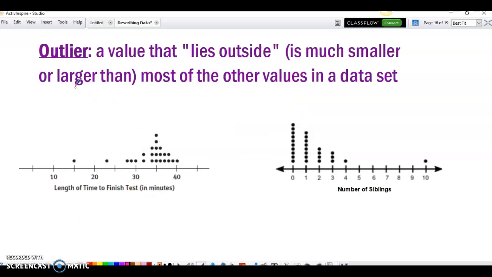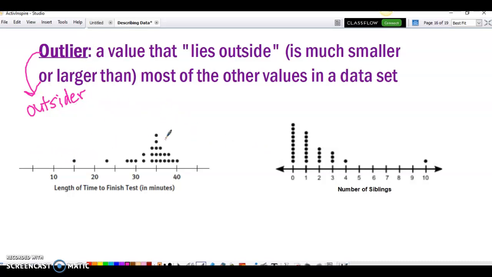All right, our outlier. This is one of my favorite guys, and this one's pretty easy. Your outlier is a value that lies outside or is much smaller or much larger than most of the other values in a data set. I always call the outlier the outsider. He's kind of way away from the pack. He's way away from everybody else. So he's your outsider or your outlier.